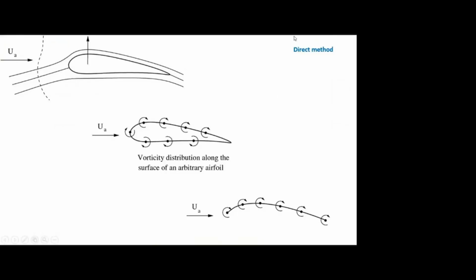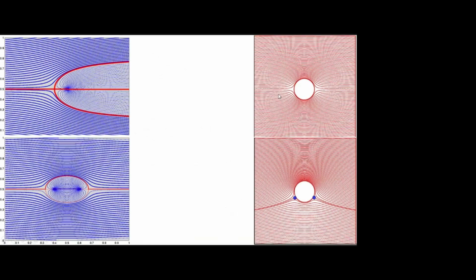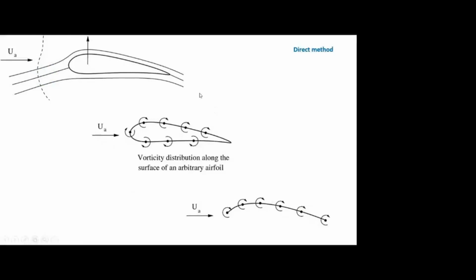So indirect method is only for the simple geometries. Then for the complex geometries, we are going for the direct method. That is, straight away we are placing the source sheet and vortex sheet on the profile itself. Okay, this is the second method.